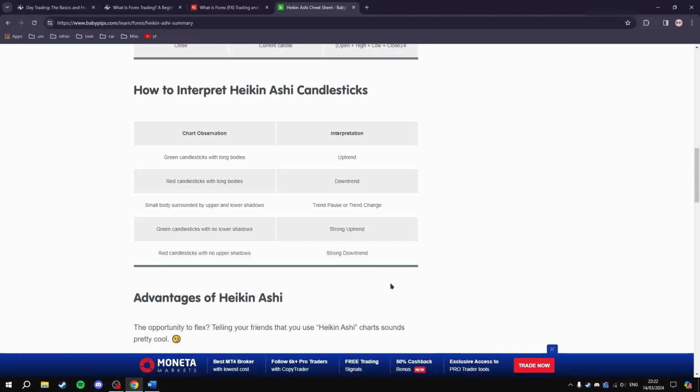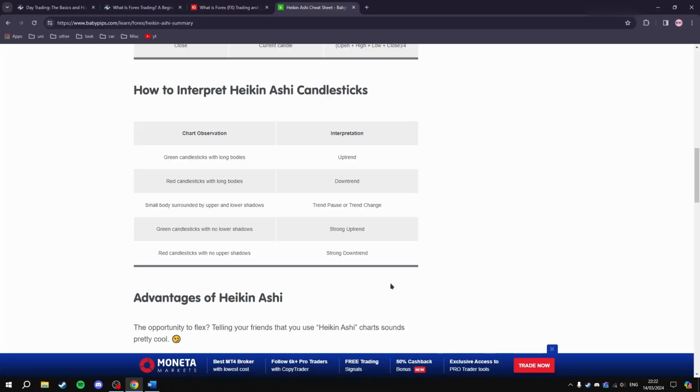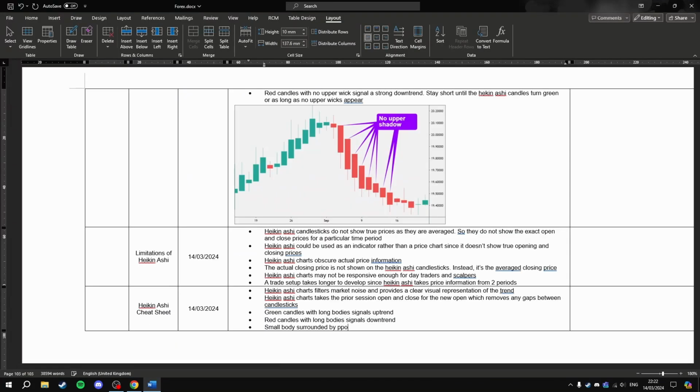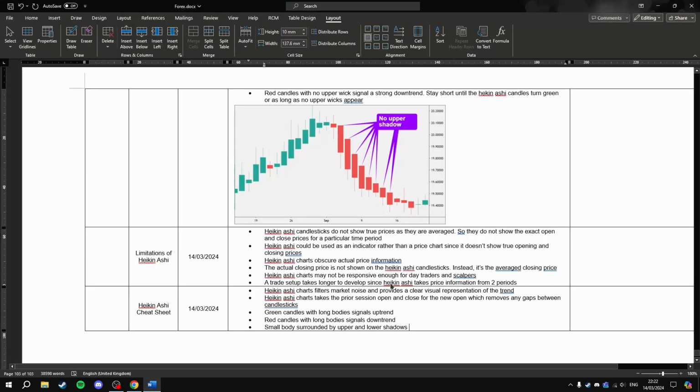Small body surrounded by upper and lower shadows signals trend pause or reversal.